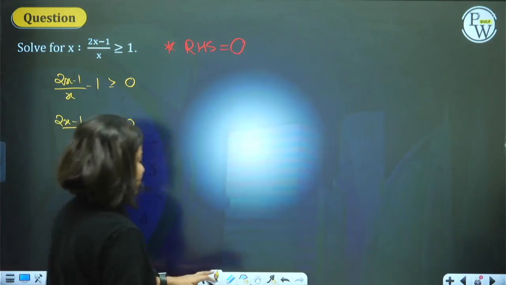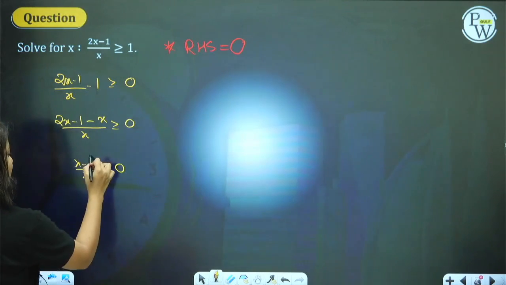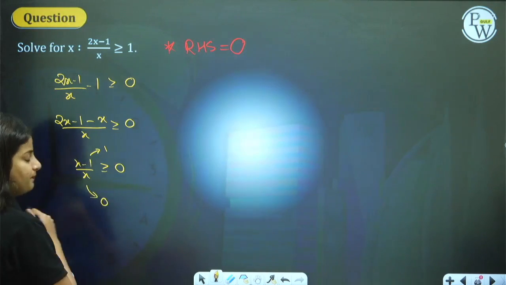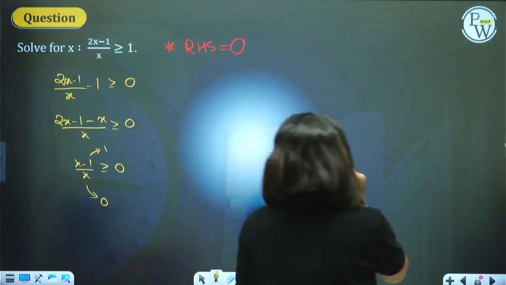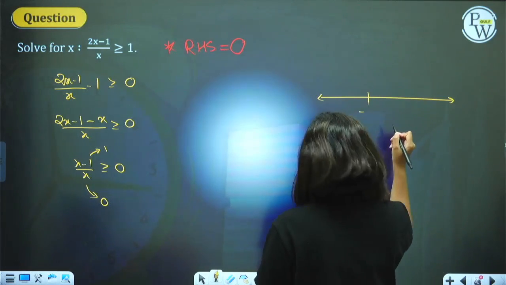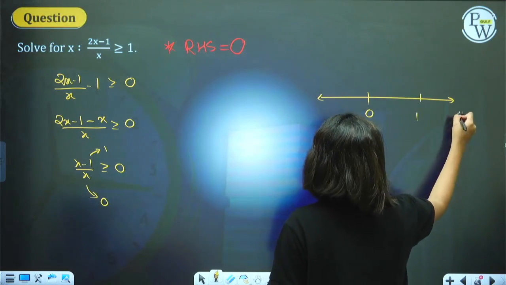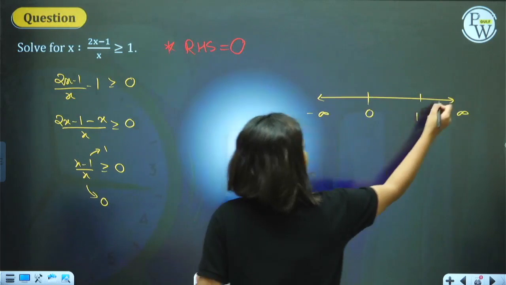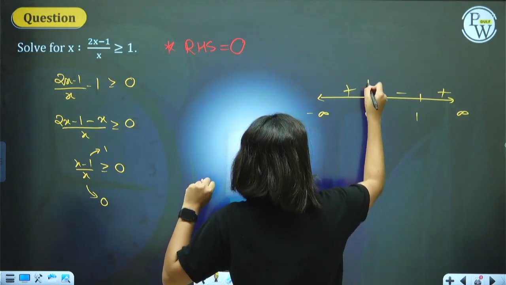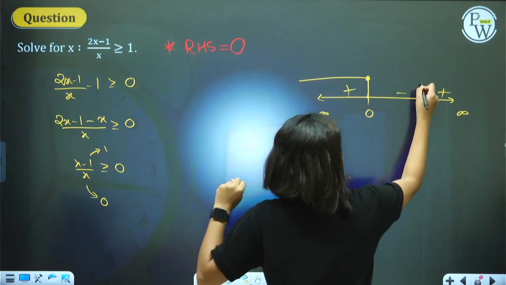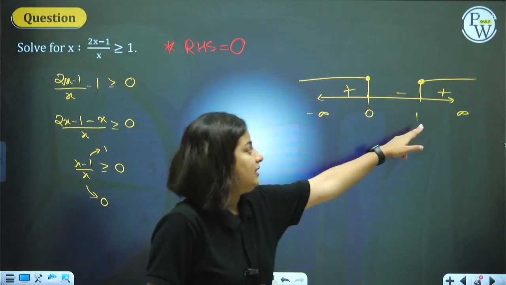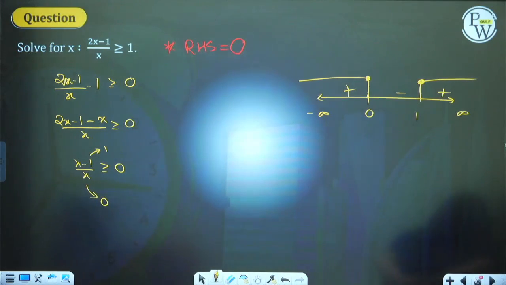Guys, what will be the critical points? Put the numerator equal to 0, x will be 1. Put the denominator equal to 0, x will be 0. So the two critical points are 1 and 0. 0 first, then 1. Infinity to minus infinity. Plus minus plus. We need greater than or equal to 0, so all the positive regions should be marked. Guys, do not get confused that greater means right hand side only. No. All the plus areas have been marked.